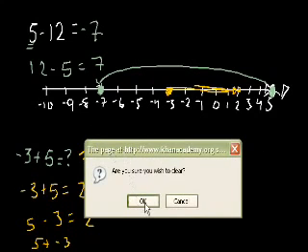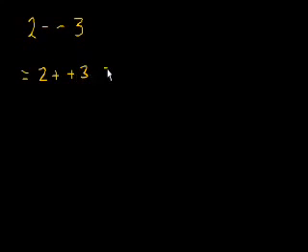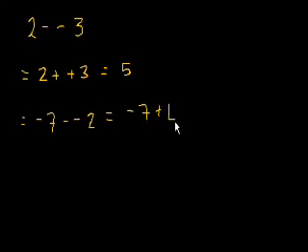Let's do another one. So what happens when you get, let's say, 2 minus negative 3? Well, if you think about how it should work out, I think this will make sense. It turns out that the negative signs actually cancel out. So this is the same thing as 2 plus 3, and that just equals 5. Let's do another one. What is negative 7 minus negative 2? Well, that's the same thing as negative 7 plus 2.